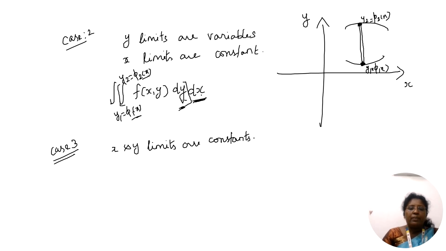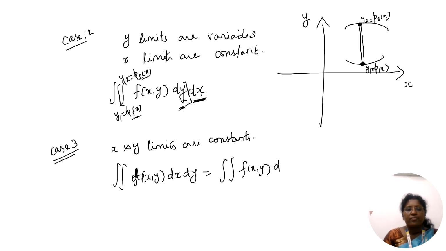If both limits are constants, then we can evaluate the given integral like this: double integral f of x comma y, you can take the order as dx dy, or you can use this order, double integral f of x comma y dy dx. In both cases you will get the same answer. So if the limits are constant, then you can use either order. Okay, now we'll solve some problems.